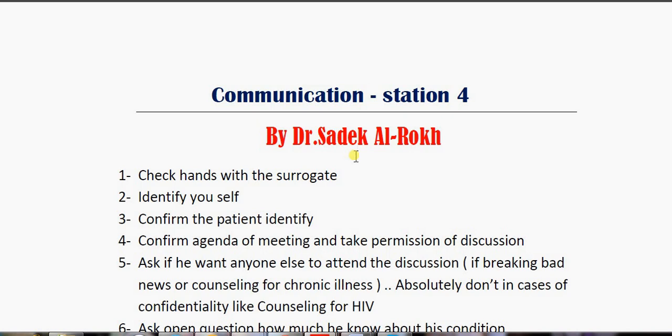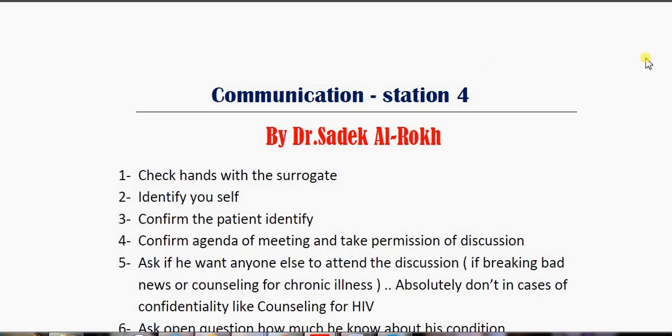We are going now to draw a skeleton or scheme, which is a fixed skeleton or scheme for all the cases of communication station 4. So this is our fixed skeleton that we are going to keep in mind for every case in communication.